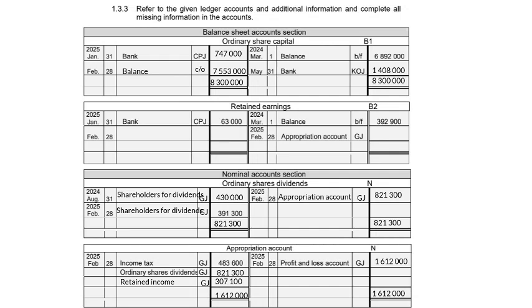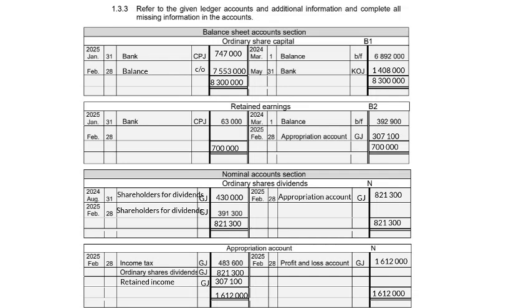So go to the retained earnings or retained income account. On the credit side, February 28th appropriation account, general journal. We then record the amount of 307,100. And then that will give us our main totals of 700,000. Okay, so the 700,000 was calculated by taking these two amounts, your opening balance brought forward and the amount that goes to your appropriation account. You add them together and then you get 700,000.